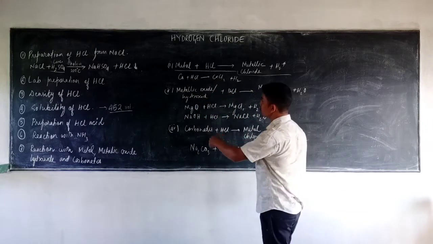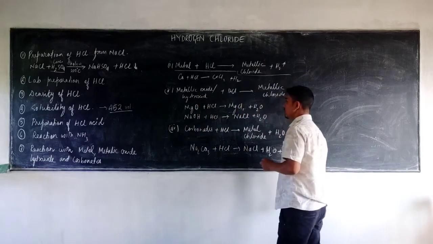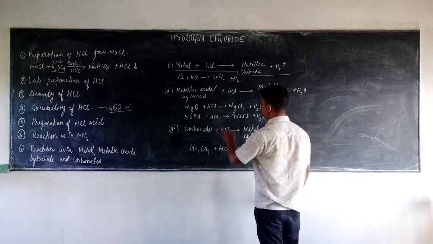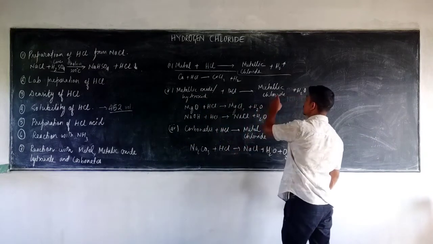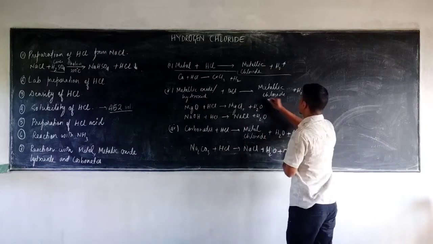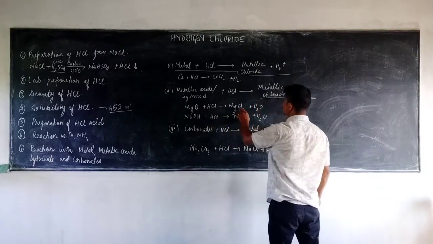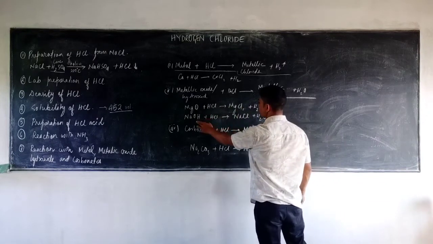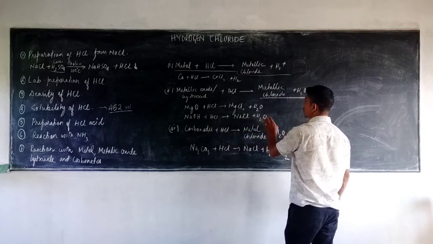Now coming to the next topic, with the metallic oxide and the metallic hydroxide. Whenever HCl or hydrochloric acid is treated with a metallic oxide or a metallic hydroxide, it always gives the metallic chloride and water. For example, magnesium oxide gives magnesium chloride and water, and sodium hydroxide when treated with hydrochloric acid gives sodium chloride and water.